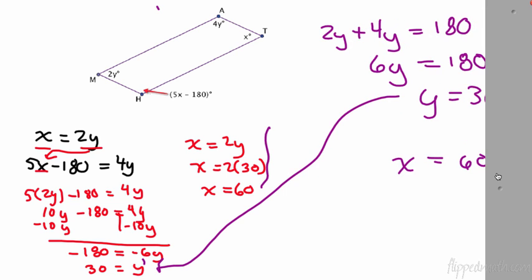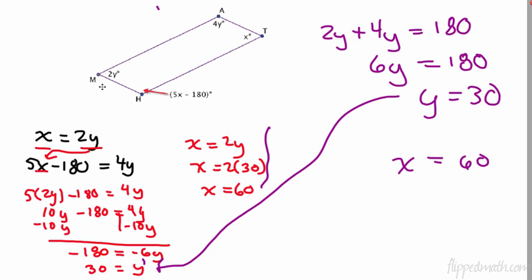The easier way to do it, remember that consecutive angles must be supplementary. So if you look, 2y plus 4y has to equal 180. So then 2y plus 4y is 6y. You get y equals 30, x equals 60. A completely different solution to the same exact problem. You get the same answers either way.